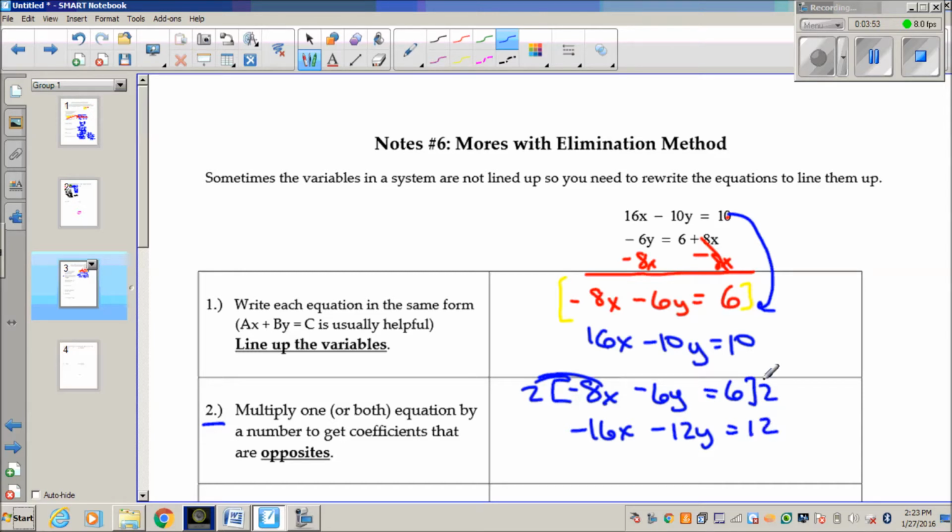So the purpose in doing that is now when I line up the other equation underneath so I can see it clearly. The other equation says positive 16x minus 10y equals 10. I haven't done anything to that other equation. But now they're lined up, x's, y's, equal sign, constants, and the x coefficients are opposites, negative 16 and positive 16. So this is exactly what I want it to be.